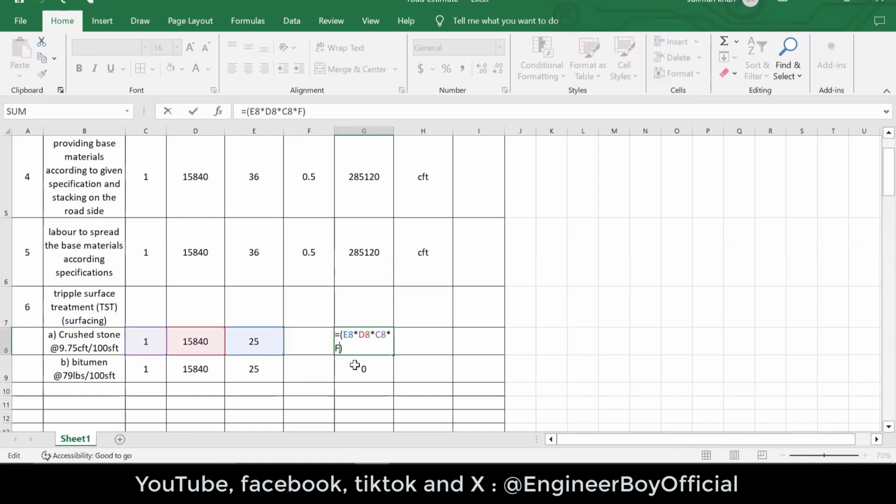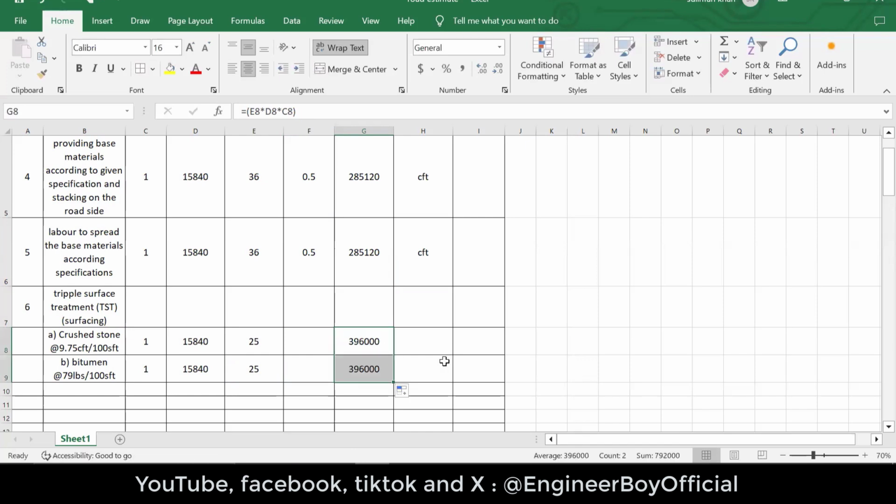I'm going to just remove the F8, okay? And then press enter. As you can see, we have now the quantity because multiplying these three things can have the quantity, okay? Or maybe resulting in the quantity. Now the result is the same, okay? Because this is just area.